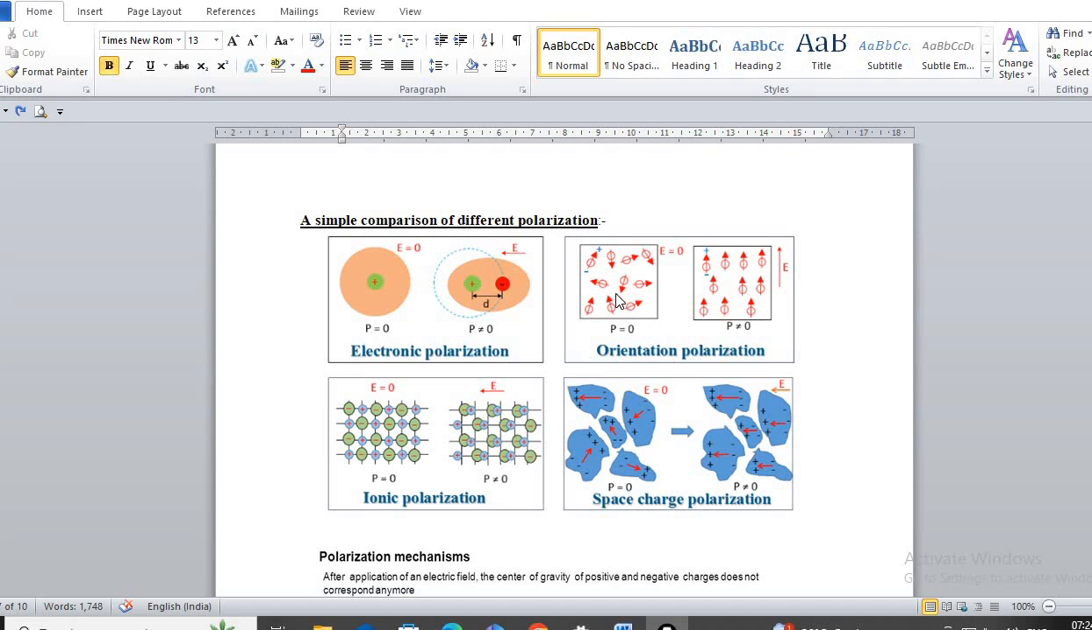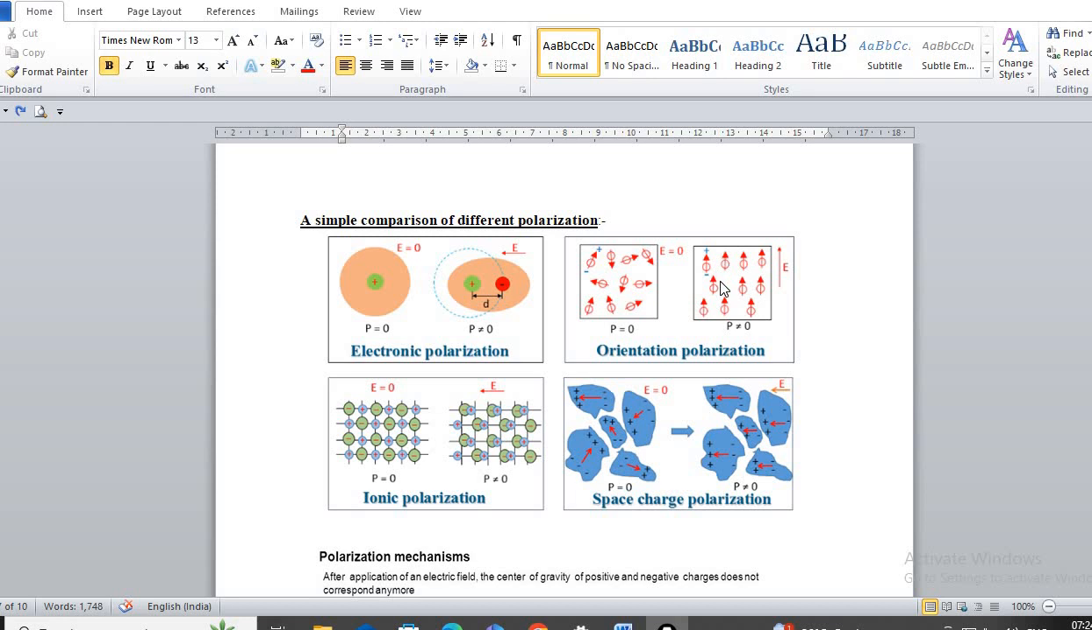Orientation means they have permanent dipoles. Now see, E is 0, P is 0, but you have some dipoles in random directions. So their net polarization is 0. But as you apply the field, now they are orienting in a particular direction. So they have some polarization in a particular direction. So P is not equal to 0.